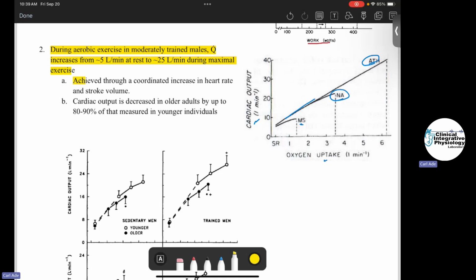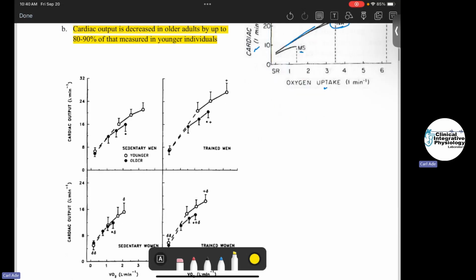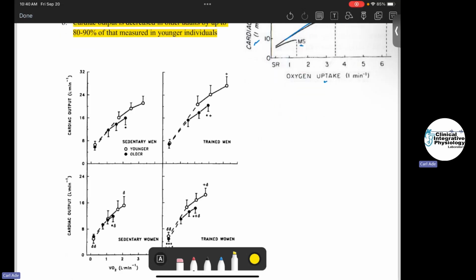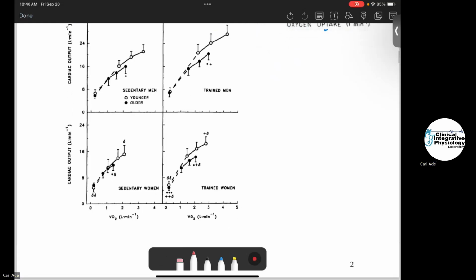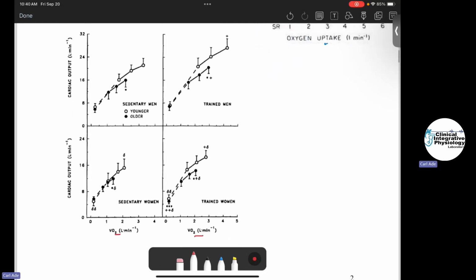And we get this, as we've talked about in previous lectures, this increase in cardiac output is through a coordinated increase in both heart rate and stroke volume. Also important is that cardiac output is decreased in your older adults by about 80 to 90%. And this does vary based a little bit off of training, but we see it in both trained and untrained individuals. So here's cardiac output. The top panel is in sedentary and trained men, and the bottom panel is sedentary and trained women. VO2 is on our x-axis here for both of these, and cardiac output.